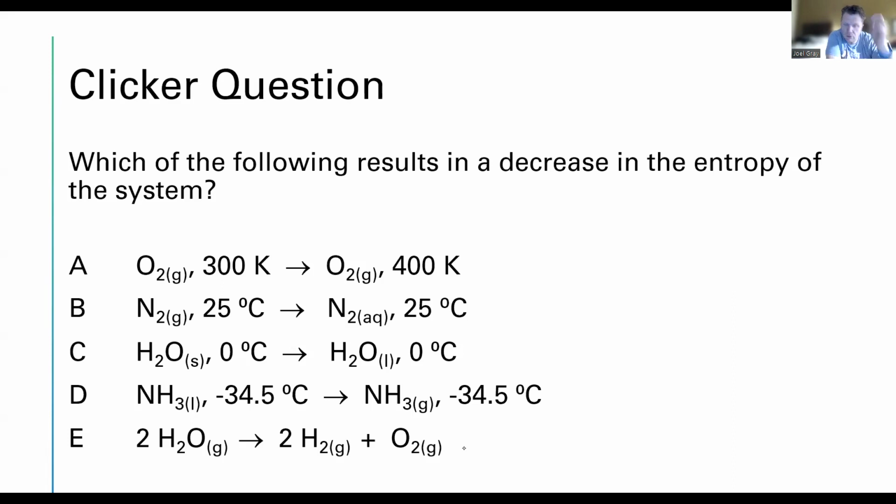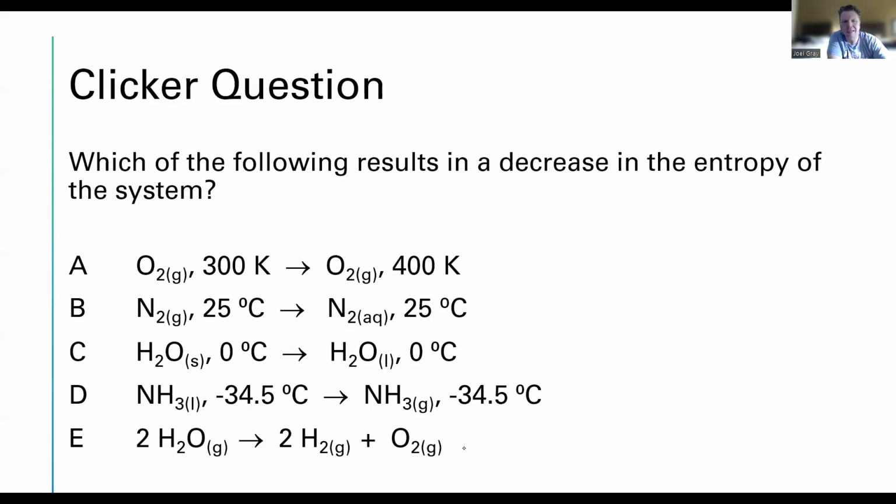Now, answer option C, solid water going to a liquid at 0 degrees Celsius. Okay, so this process is basically our solid ice melting. Now, that transition from a solid to a liquid typically results in an increase in entropy due to increased molecular motion and disorder. And so that becomes more chaotic, and so that's not going to decrease in entropy.